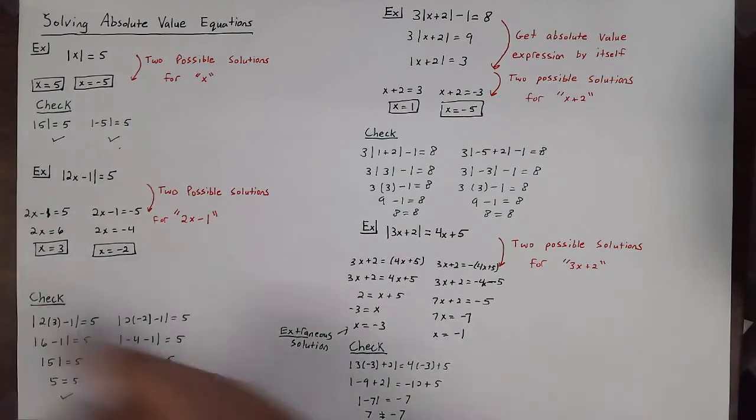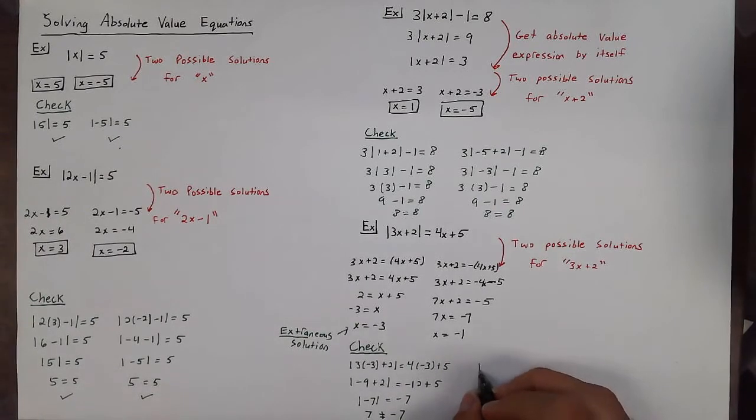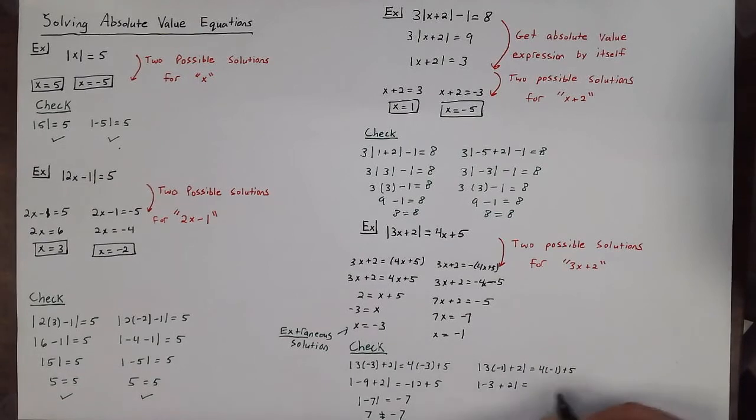Now when we check the other solution, well, the absolute value of 3 times negative 1 plus 2 is equal to 4 times negative 1 plus 5. And as I go through and check this, you'll notice that the inside of the absolute value will end up being negative 1, and the outside will end up being positive 1, which is exactly what we want. Because when I take the absolute value of negative 1, it will be 1, making that a correct solution.